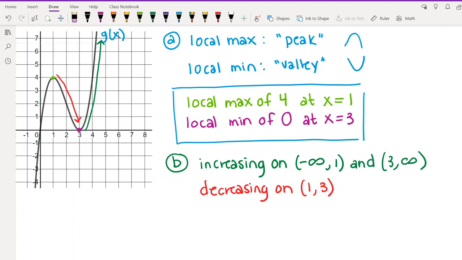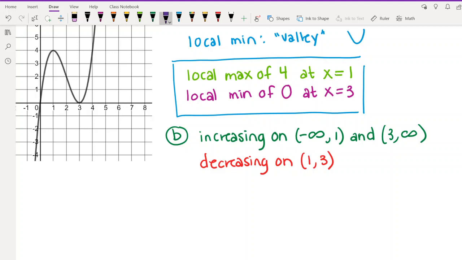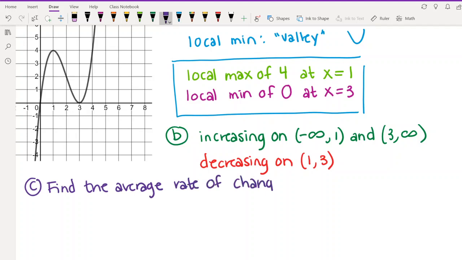Okay, let me erase some of this because I think we'll want to draw some more stuff. Okay, so the next question is asking us for what values of x... or no, sorry, wrong question. I jumped to the next one. So this next question says find the average rate of change of g of x from x equals 0 to x equals 2.